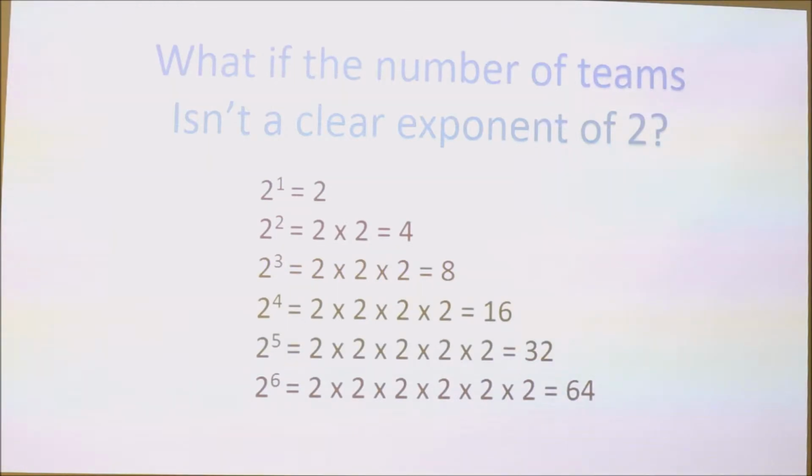But what happens when you move away from the exponents of 2? There is a pattern. 2 to the first is 2, 2 to the second is 4, and so on down to 64. Those set up perfect brackets. You can just play all the way in, and you never have to have byes, and you never have to have play-ins.